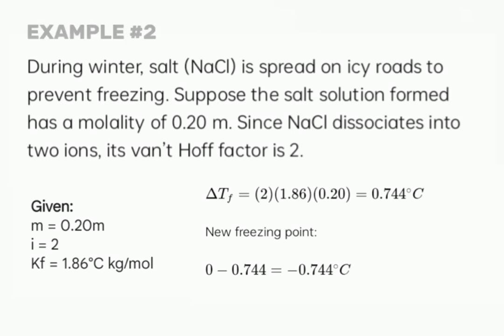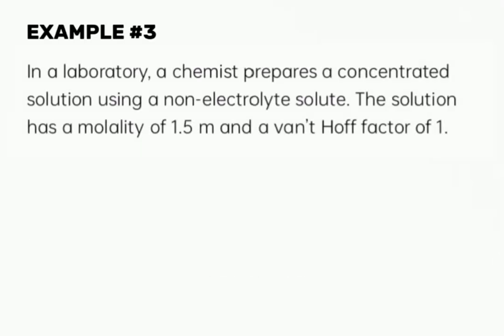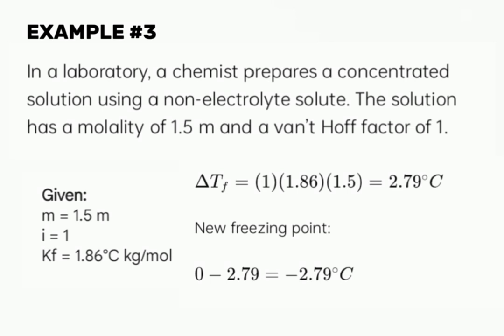For the third example, in a laboratory, a chemist prepares a concentrated solution using a non-electrolyte solute. The solution has a molarity of 1.5 moles and a Van 't Hoff factor of 1. So we will just substitute the given values into the formula and we will get an answer of 2.79 degrees Celsius for the freezing point depression. And for the new freezing point, we will subtract it from 0 and we will get an answer of negative 2.79 degrees Celsius.